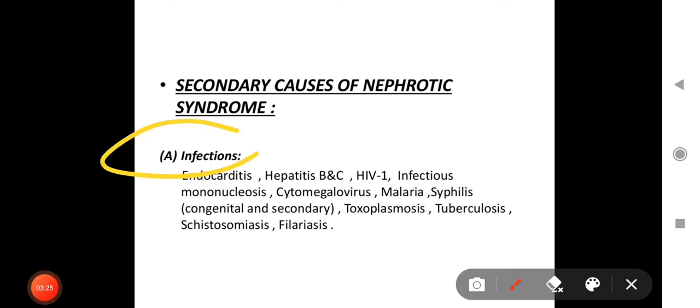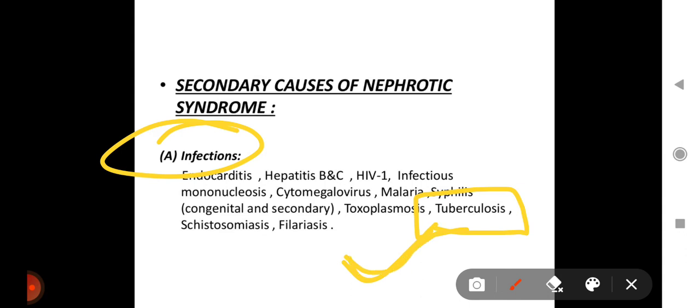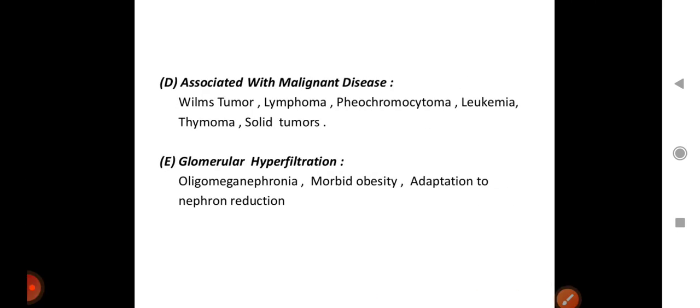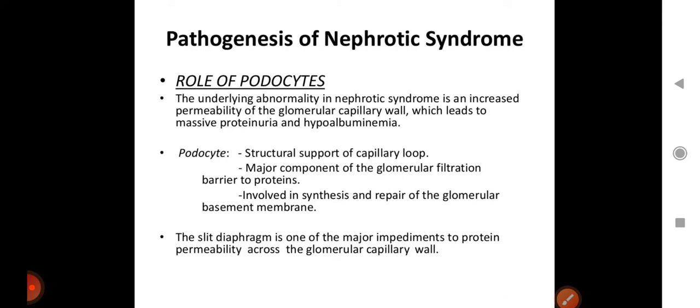So infection is a very common scenario where infection precipitates nephrotic, and in the Indian population tuberculosis is a very important cause of nephrotic. So in each and every nephrotic patient, if you are suspecting nephrotic or are going to start the treatment, then tuberculosis has to be ruled out by clinical and other investigations. Next is drugs. These are the different types of drugs, a few examples which can lead to nephrotic. Immunological or allergic disorders, and any malignant disease like lymphoma, leukemia or solid tumors, thymoma may lead to nephrotic. And morbid obesity is also a cause of nephrotic syndrome.